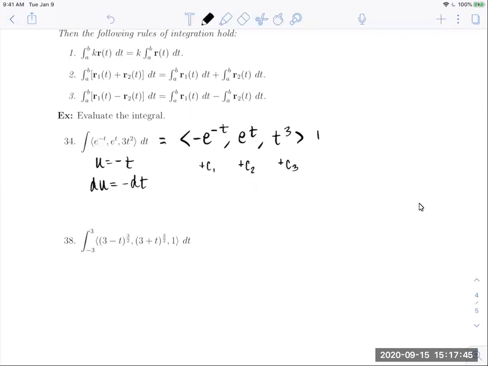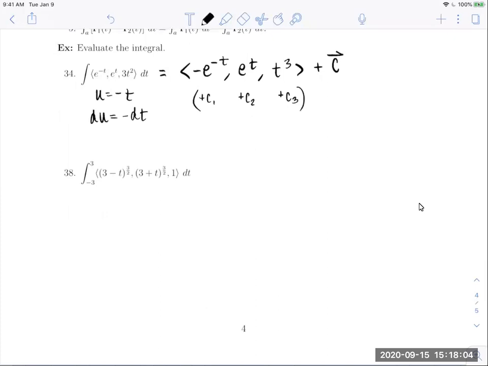But what I like to do is just say plus some constant vector. And the components of that vector could differ in each component. So I just write it generally as a plus C. But you could, of course, add the plus C as a scalar in each of the components. 38 is a definite integral, so we don't need to worry about that plus C constant vector.